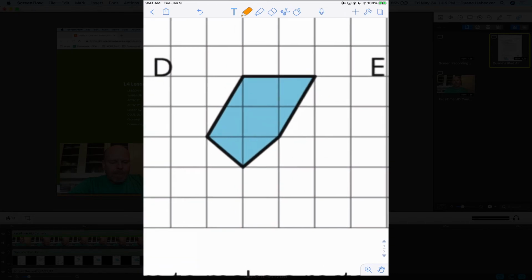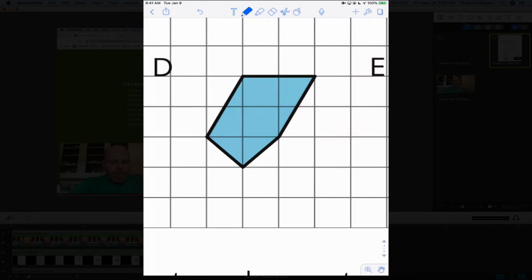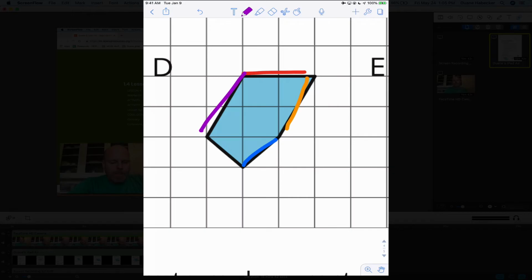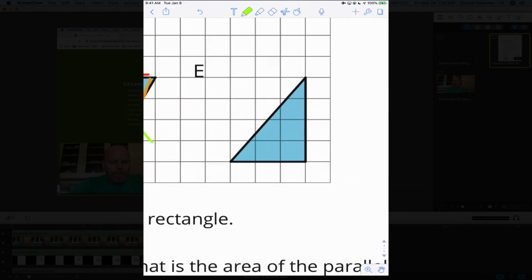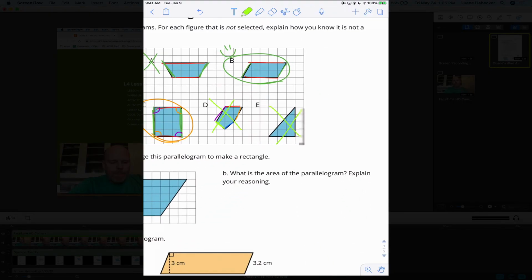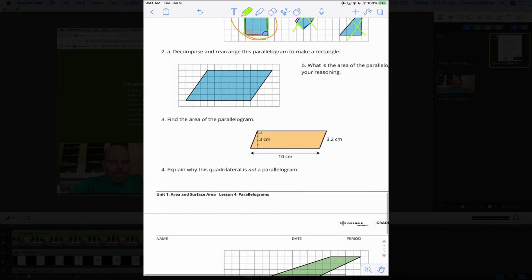Now this next one is not a parallelogram because we got some sides that are, well, first off, we see 1, 2, 3, 4, and 5. So first off, it's not a parallelogram because it's got 5 sides. So we definitely know that is not a parallelogram. And we definitely know that E is not a parallelogram because it doesn't have 4 sides. So there we go. Only B and C are parallelograms.